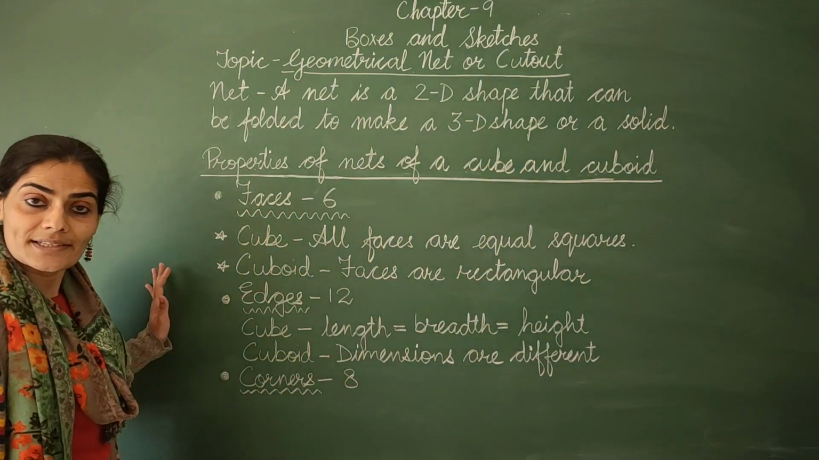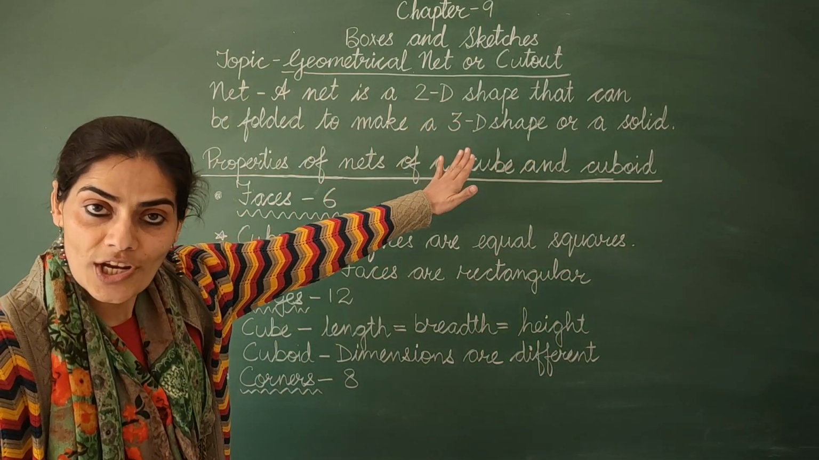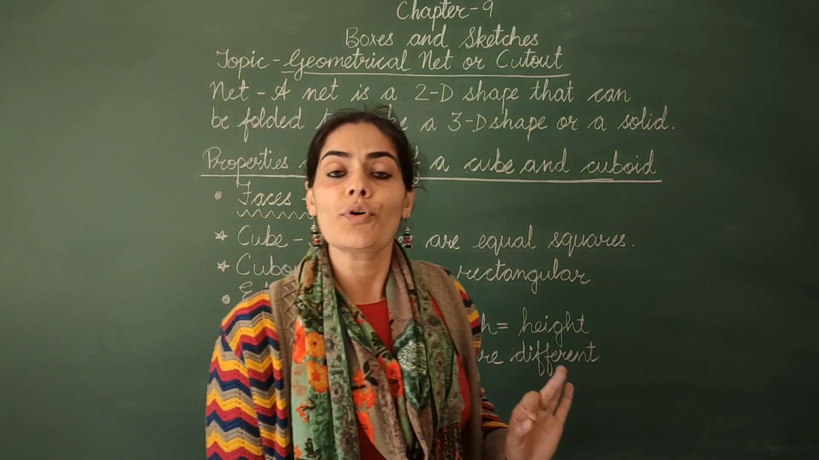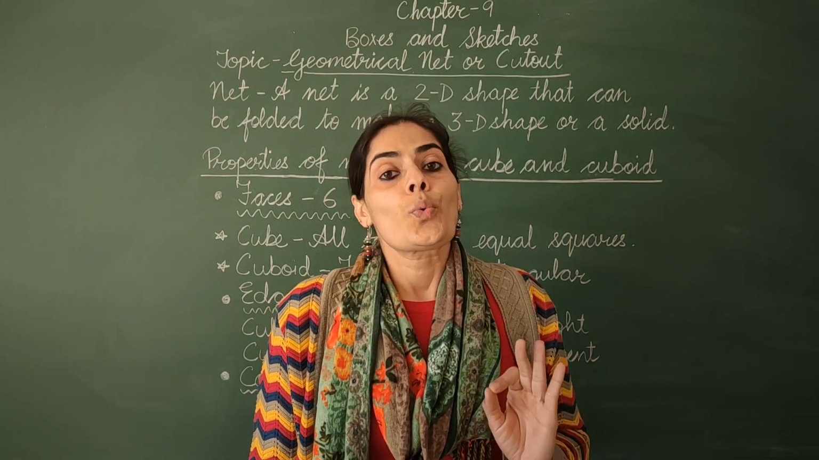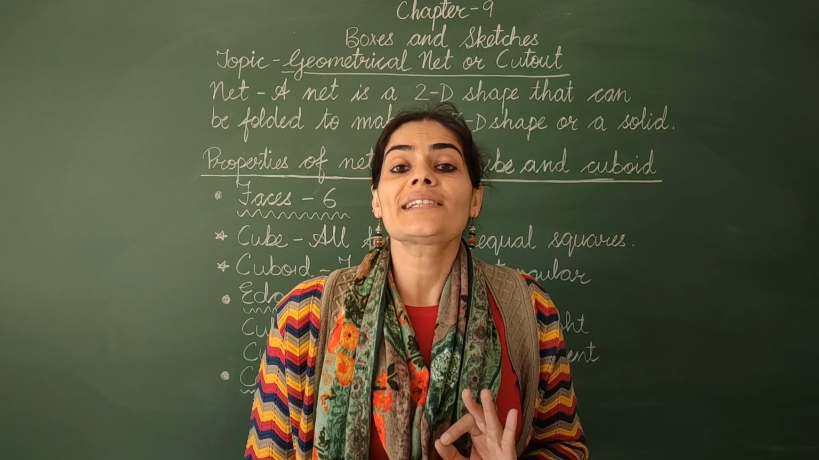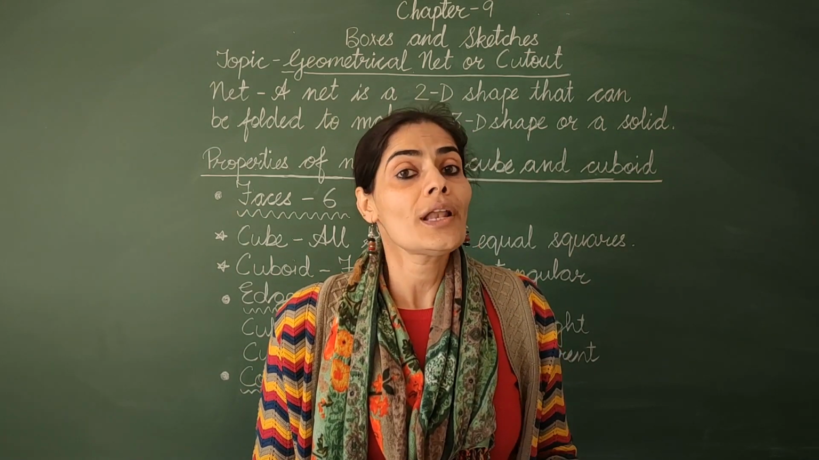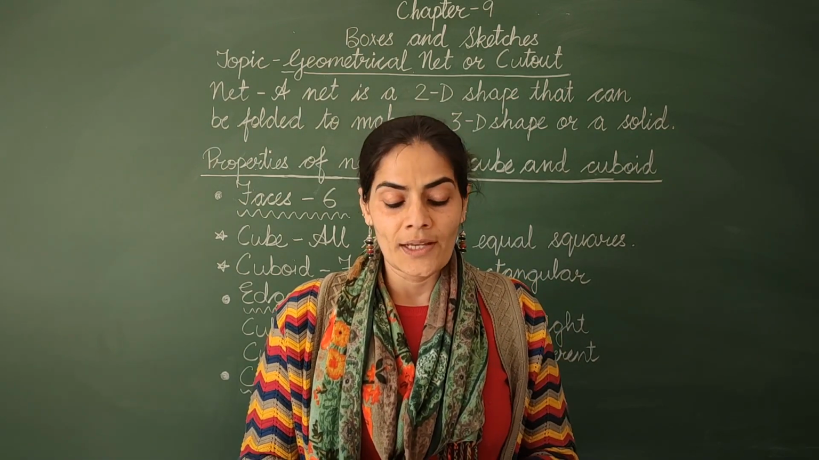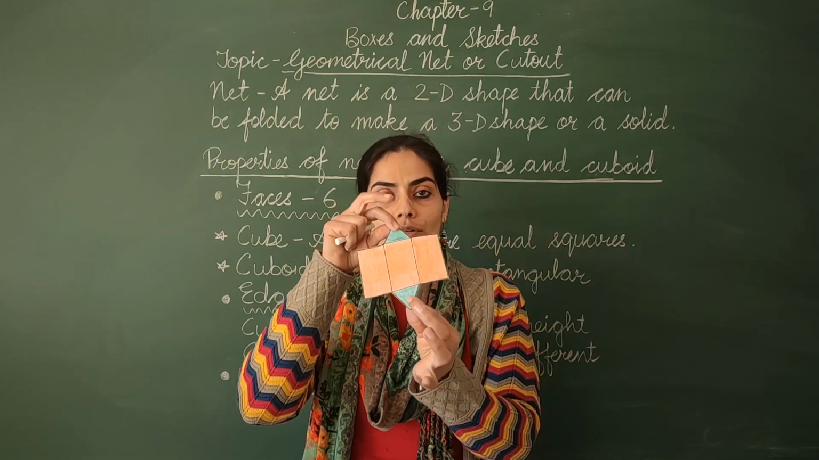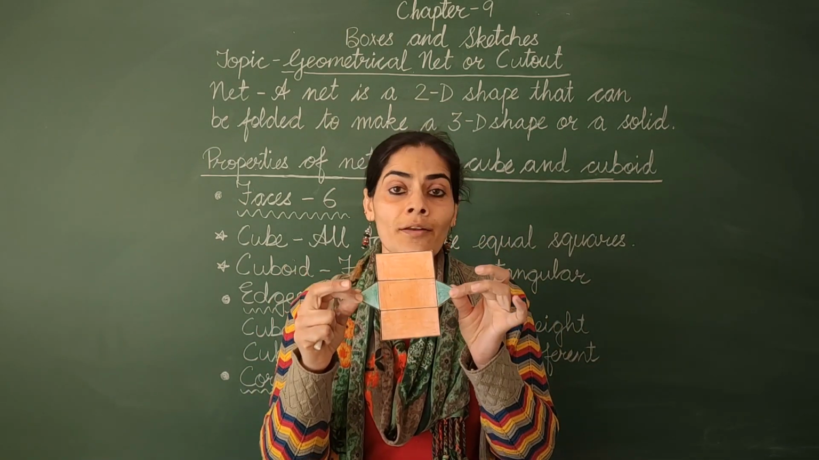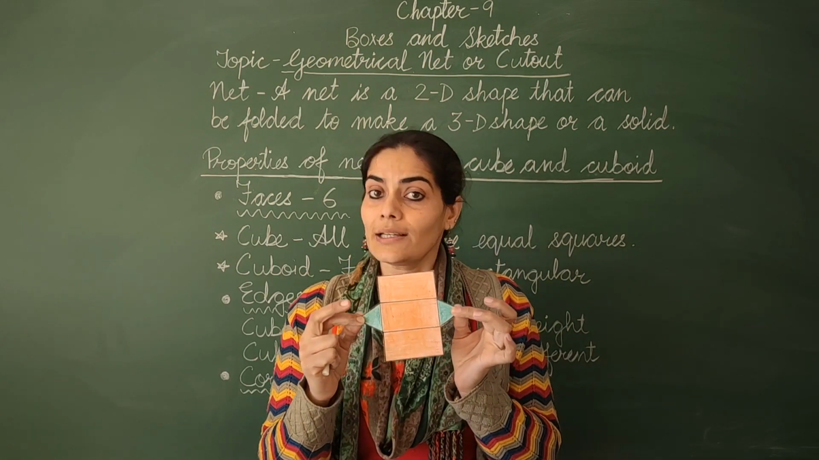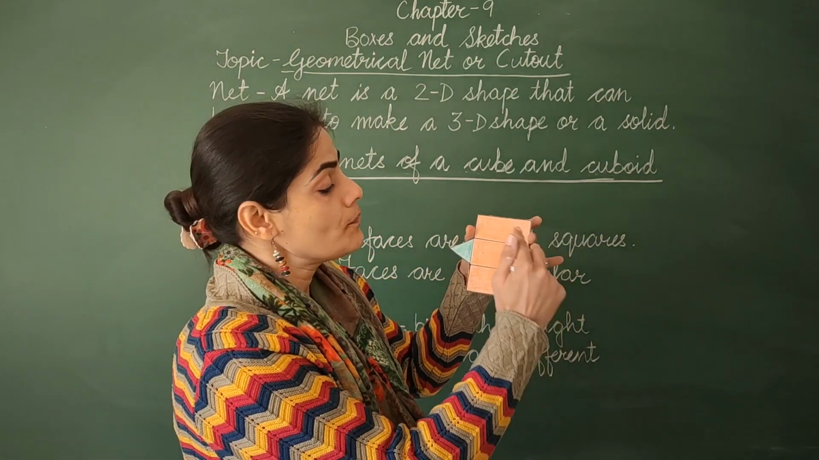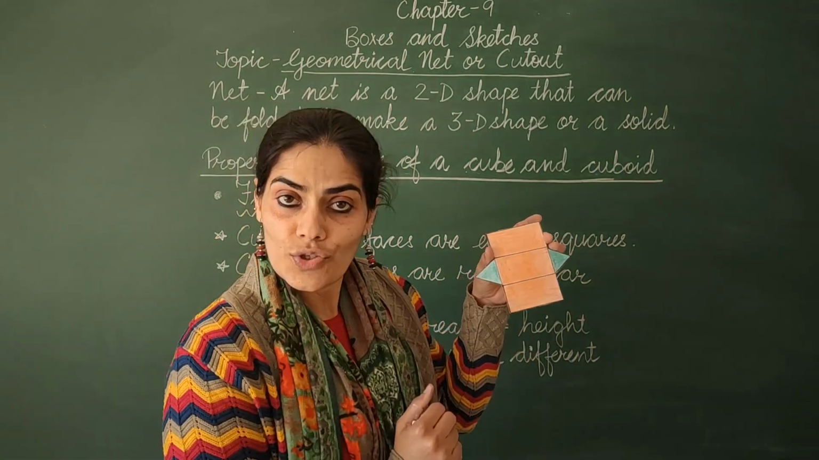A geometrical net is a two-dimensional shape that can be folded into a 3D shape or a solid. When a solid shape is laid out flat, showing all its faces, the pattern we get is called a net. Just have a look, everybody. This is a shape. It has got length and breadth, but it hasn't got any thickness. Clear, everyone? Now, in this shape, you are also able to see all the faces of a solid shape.